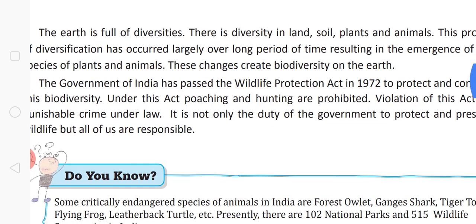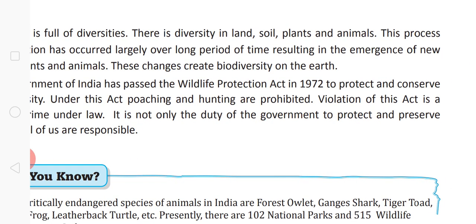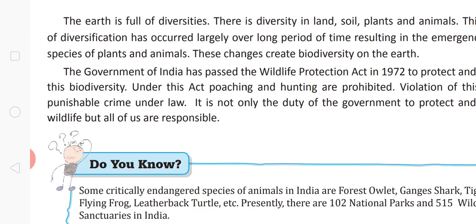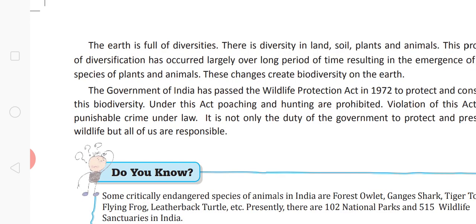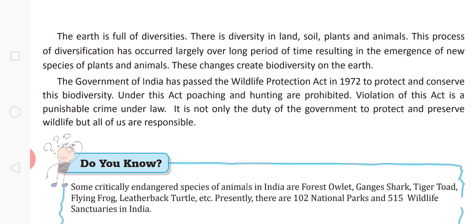Therefore it is written once again, the earth is full of diversities. There is a diversity in land, soil, plants and animals. This process of diversification has occurred largely over a long period of time, resulting in the emergence of new species of plants and animals. These changes create biodiversity on the earth. So what is biodiversity? Biodiversity means the different types of plants and animals found in the different parts of the earth. It is known as biodiversity.